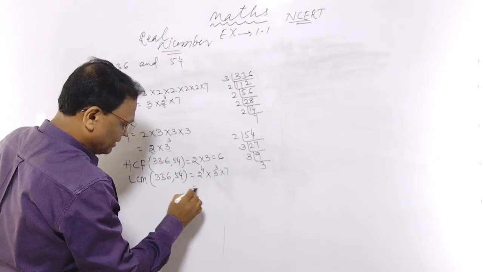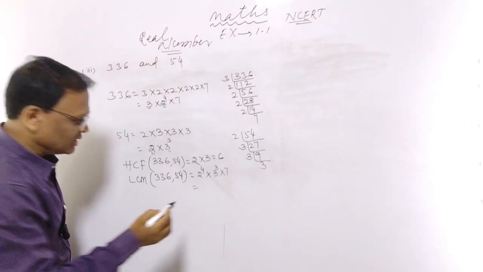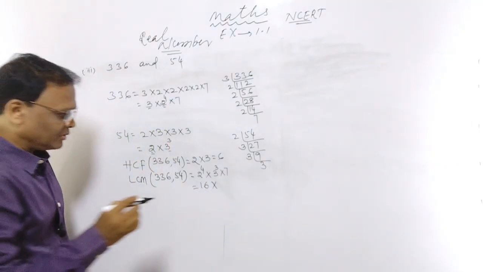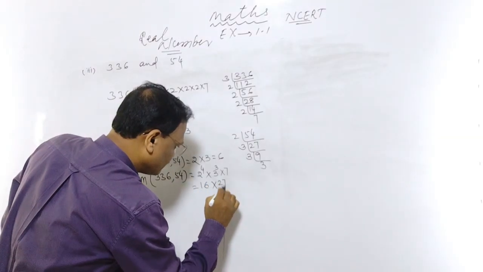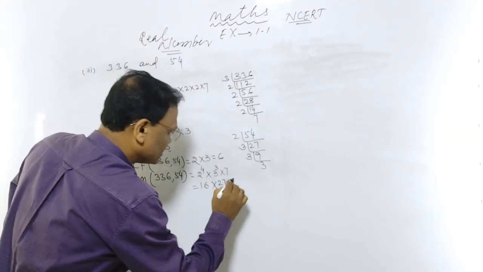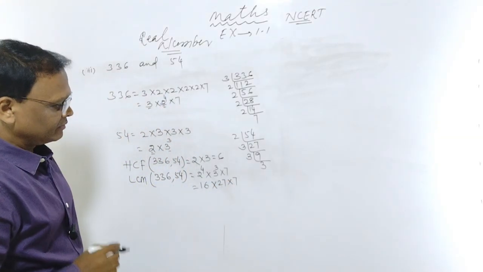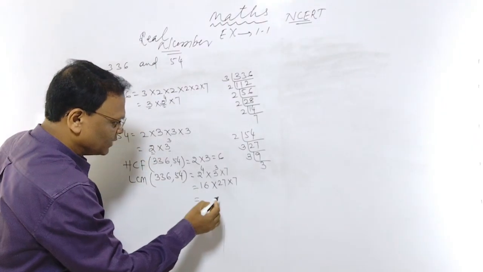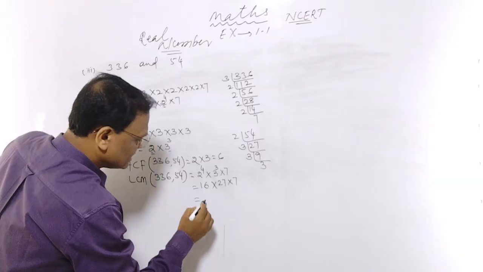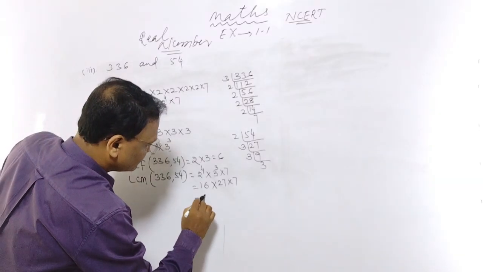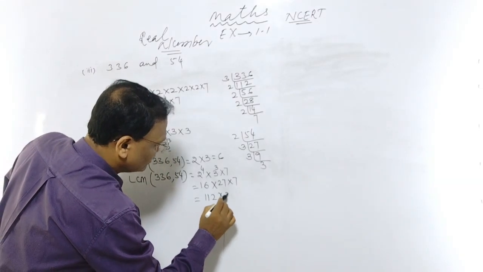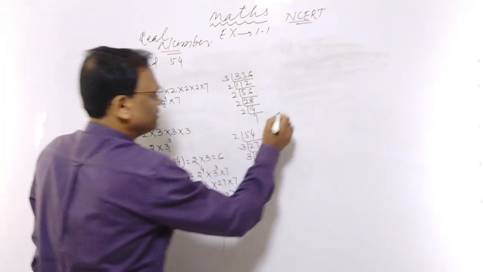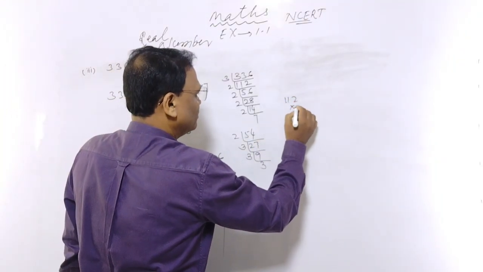So finally, what am I getting? 2 to the power of 4 is nothing but 16. 3 to the power of 3 is nothing but 27, into 7. Now I have to multiply 16 into 27 into 7. 16 times 7 is 112, into 27. Now 112 into 27 I have to multiply.